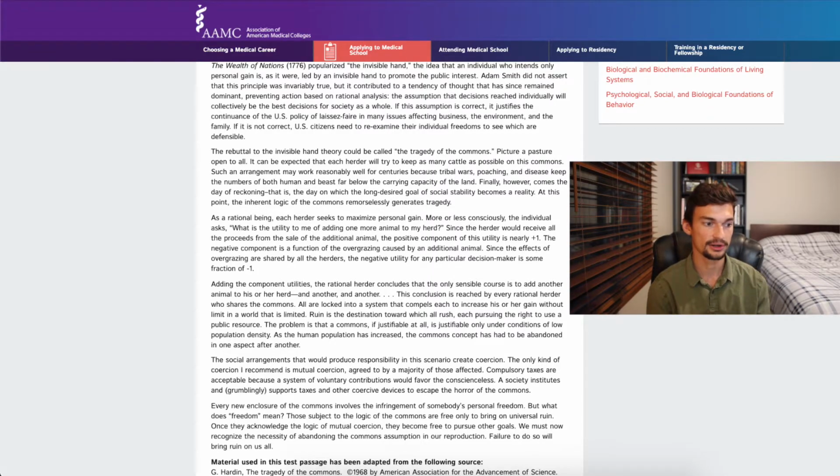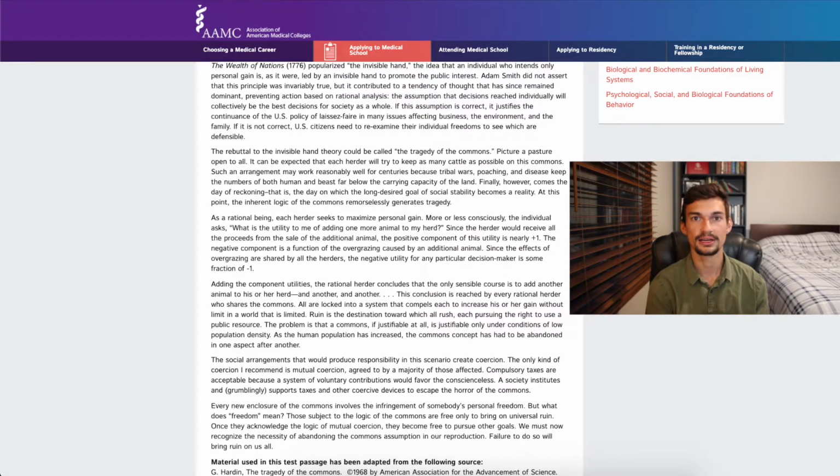The passage starts out talking about the wealth of nations. This is a pretty well-known text, and this is a case where background knowledge might actually help you answer some of these questions. But it is good to remember that CARS doesn't expect you to have any prior knowledge of the material at hand. The first paragraph is talking about how the wealth of nations popularized the invisible hand. The idea that an individual who intends only personal gain is led by an invisible hand to promote the public interest. Adam Smith did not assert that this principle was invariably true, but it contributed to a tendency of thought that has since remained dominant.